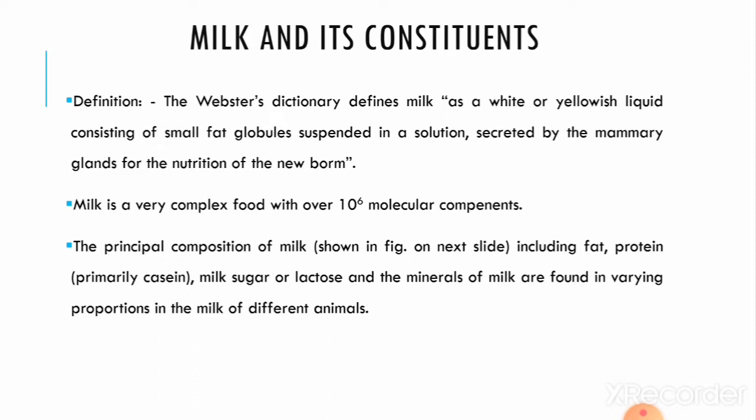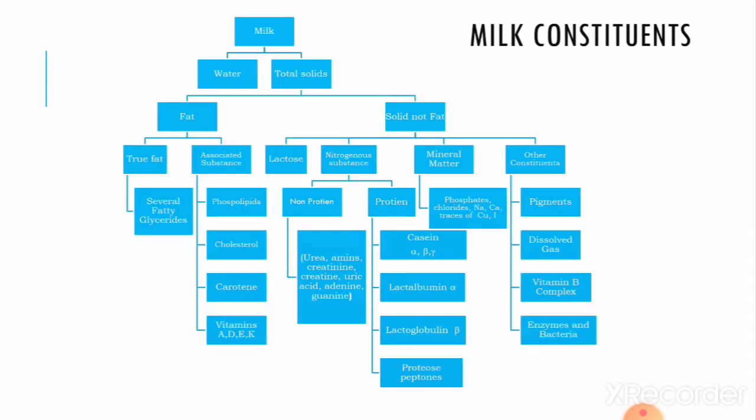The principal composition of milk, as shown in the next slide, includes fat, protein, primarily casein, milk sugar or lactose, and the minerals of milk, found in varying proportions in the milk of different animals. So, milk constituents. This tree diagram shows the various milk constituents. The main constituents of milk are water and total solids. The total solids contain fat and solid not fat, that is SNF.